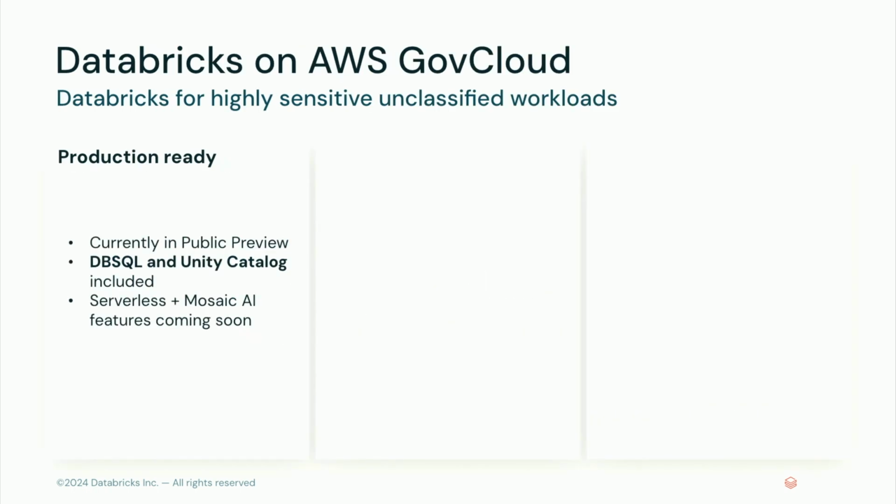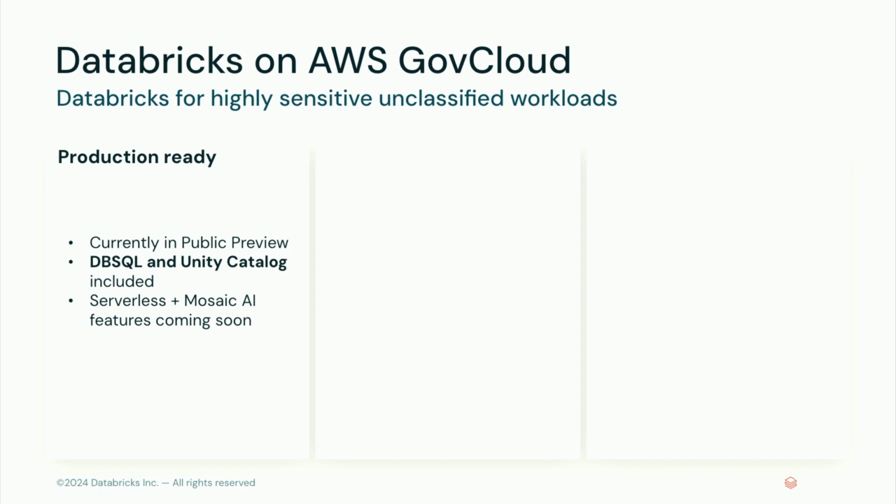Now, let's switch gears. Let's move to AWS GovCloud, Databricks on AWS GovCloud. That's an offering we launched in public preview back in April. We are currently in public preview, which also means production ready, production support. We have DBSQL and Unity Catalog available on Databricks on AWS GovCloud, and we plan to bring all the serverless features and the Mosaic AI features in the coming months, okay?